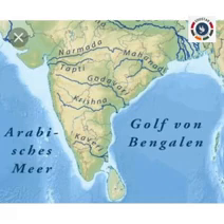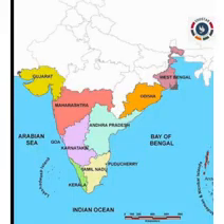What do you mean by port? A place by the sea where ships load and unload goods is called a port. The states covered by the western coastal plains are Gujarat, Maharashtra, Goa, Karnataka and Kerala.